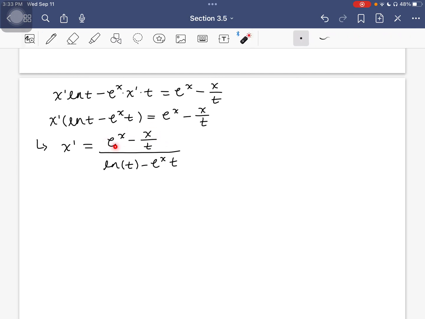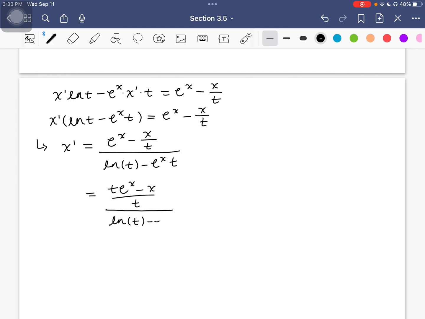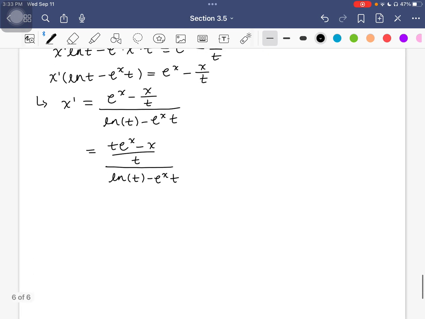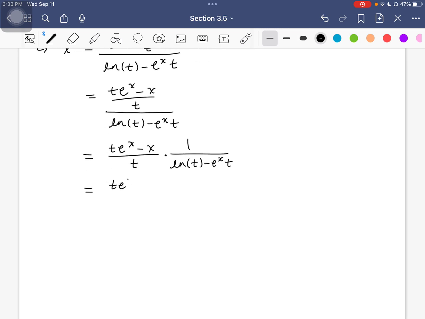Now what we can do to simplify the numerator a little bit is multiply the top and bottom of this guy by t. So we'll get t e to the x minus x over t. And then this is still being divided by ln t minus e to the x times t, which is the same thing as multiplying by this. And so we can write this as this here. All right, so this will be our x prime.